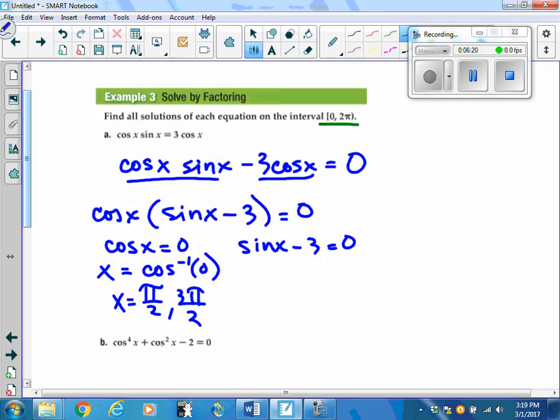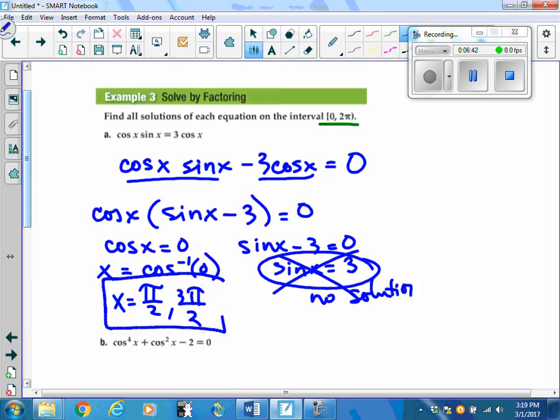Then for sine x minus 3 equals 0, I get sine x equals 3. And I don't have anywhere where the sine is 3. It doesn't go above 1. And if I put this in my calculator, I wouldn't get a value either, because there's no solution here. So my only answers then are x is pi over 2 and 3 pi over 2.